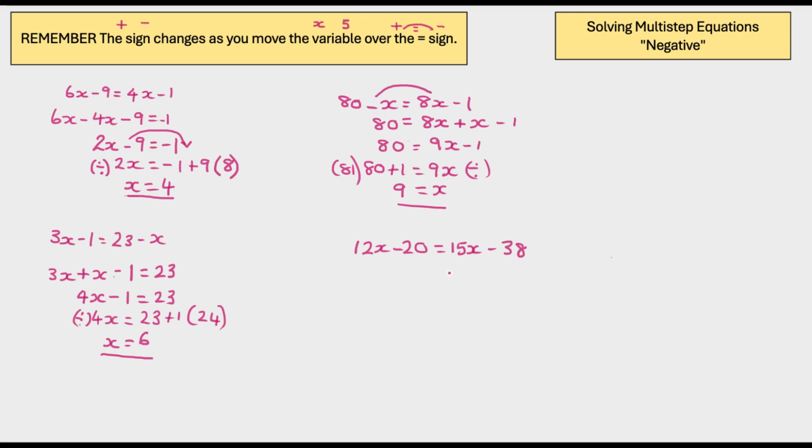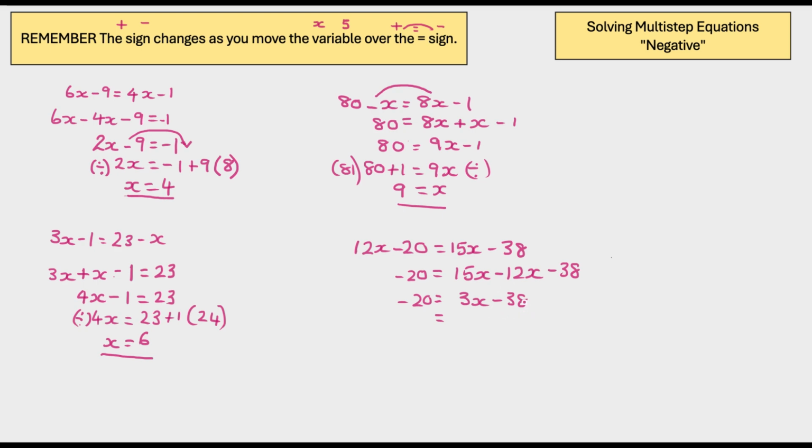Right. Okay, so like I do, I tend to take the smaller over to the larger. So I've got 15x, and that's a plus. So it's going to become negative 12x minus 38. You have a negative 20 left. So 15x minus 12x equals 3x, minus 38 minus 20. Just fill it all in as you go.